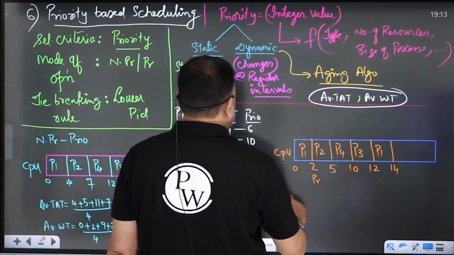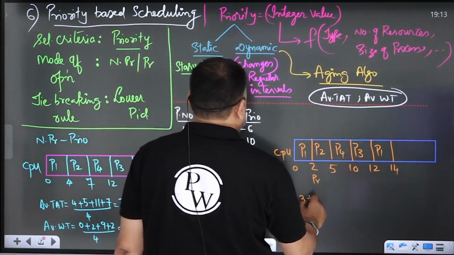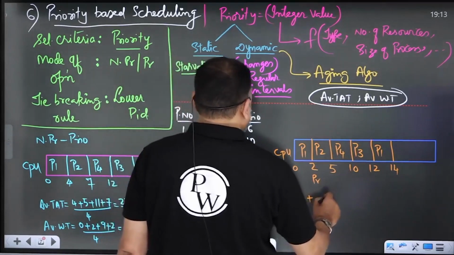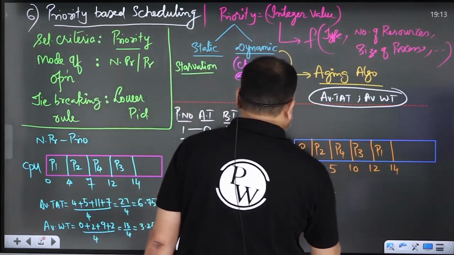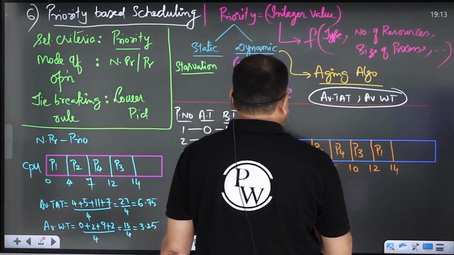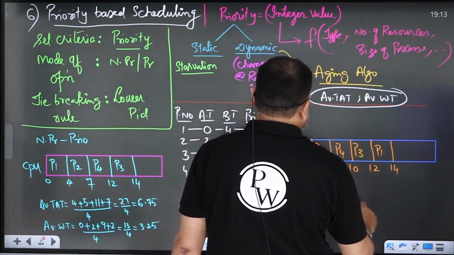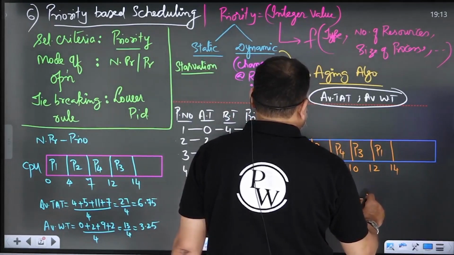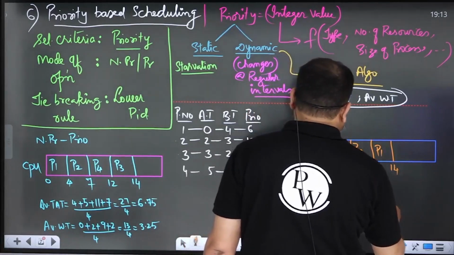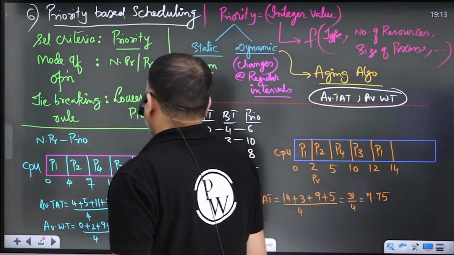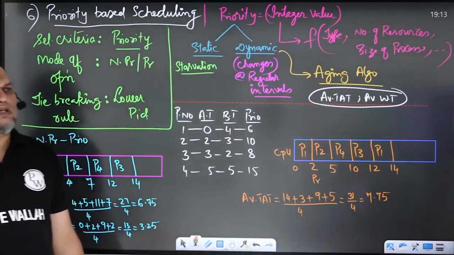Now if you calculate average turnaround time, P1 completed at 14, P2 completed at 5, 5 minus 2, 3, P3 completed at 12, 12 minus 3, 9, P4 completed at 10, 10 minus 5, 5, divided by 4. So 14 plus 3, 17, 17 plus 5, 22, 31, 31 by 4, 7.75. So 6.75, 7.75, and like that you can calculate average waiting time for the preemptive version, and see the comparison.